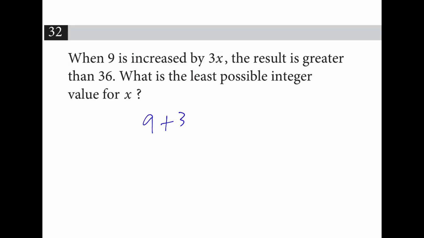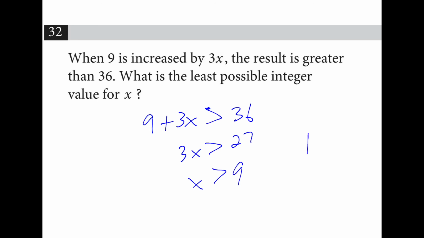9 is increased by 3x. The result is greater than 36. So 3x is greater than 27. So x is greater than 9. The least possible integer that's greater than 9 is going to be 10.